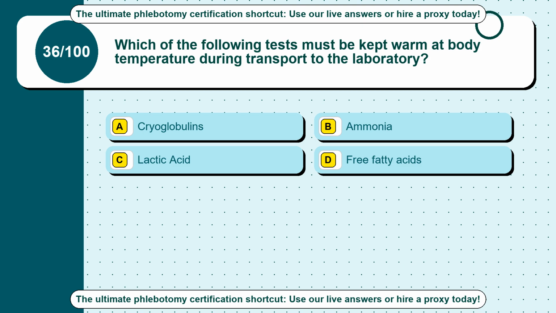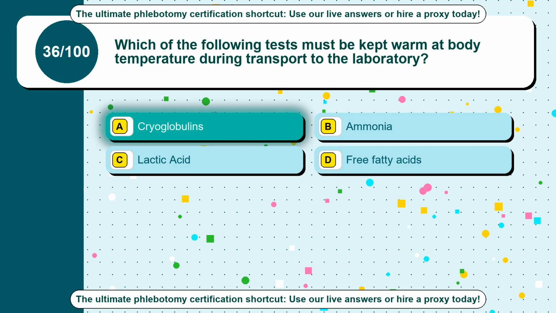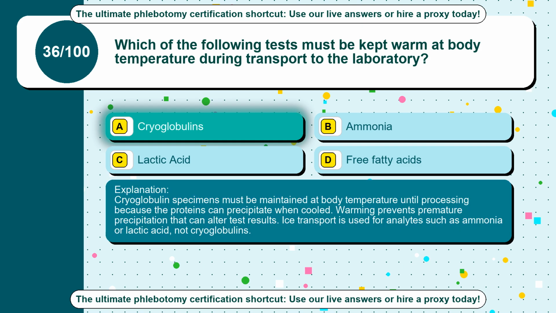The correct answer is option A. Cryoglobulins. Cryoglobulin specimens must be maintained at body temperature until processing because the proteins can precipitate when cooled. Warming prevents premature precipitation that can alter test results. Ice transport is used for analytes such as ammonia or lactic acid, not cryoglobulins.